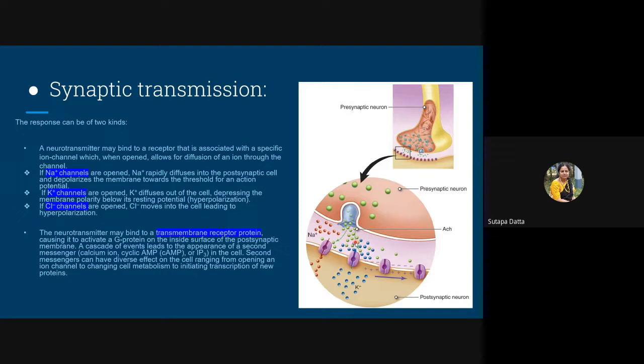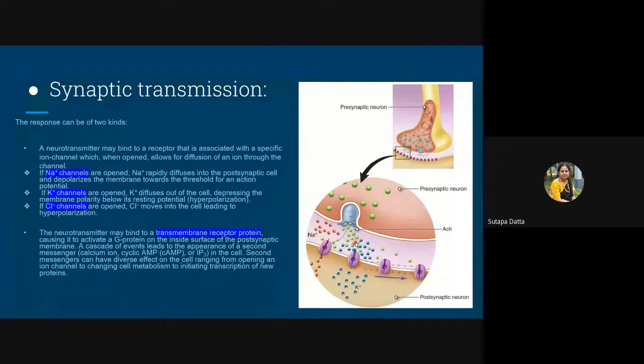As a result, the sodium ions rapidly diffuse into the postsynaptic cell. As the sodium ions enter the cell, they depolarize the membrane immediately. If this depolarization reaches the threshold limit, then it will generate an action potential. We all know that to get an action potential, the stimulus must cross the threshold value. If it remains below the threshold limit, that is the sub-threshold value, then there will be no action potential.